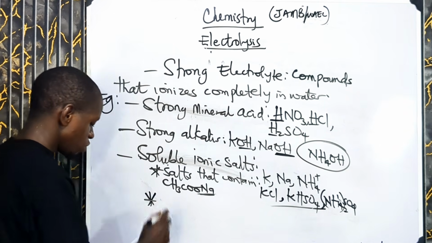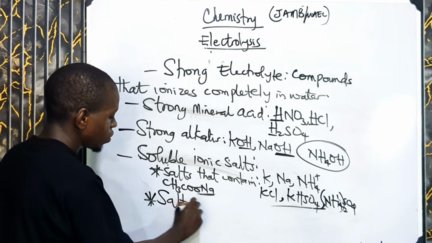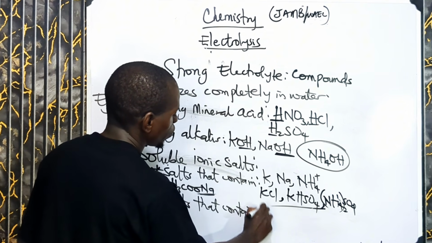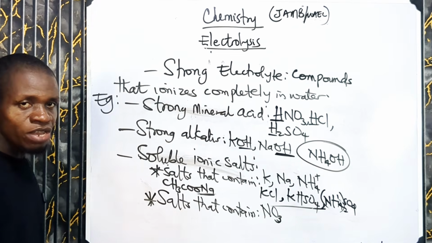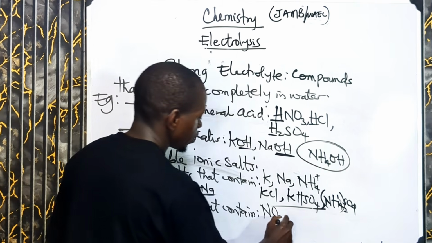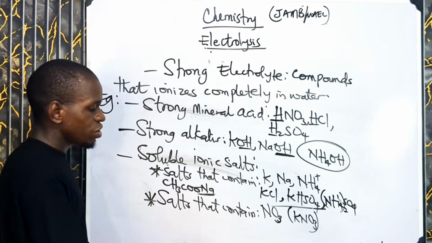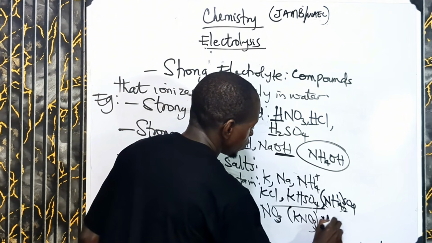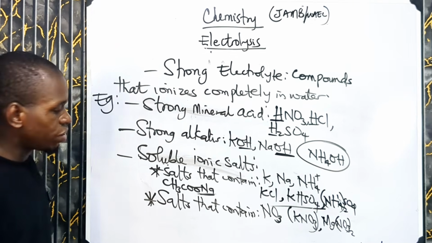Now, another category that will also help you is salts that contain NO3. If you look at a compound and you discover that it contains NO3, something like KNO3, this is also an example of an electrolyte. Maybe something like Mg(NO3)2. This is an example of an electrolyte.